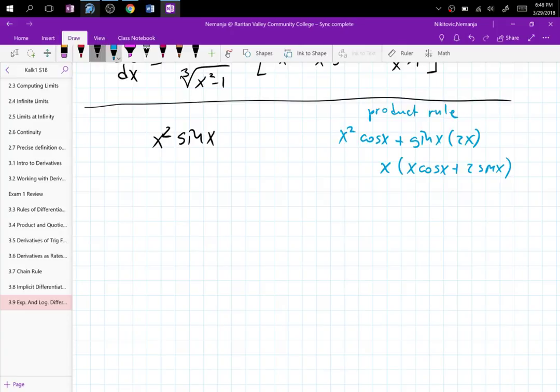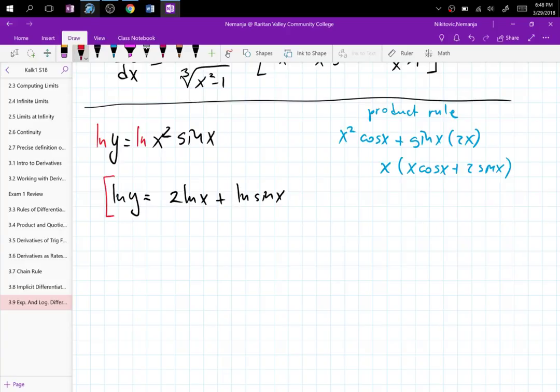But again, we can set this equal to y, and then we can ln both sides, and then we expand into ln y is equal to 2 ln x plus ln sine x. That's it. And now you hit this with the derivative. Now again, if you learn the pattern, you wouldn't be writing anything. You would just write the answer right away and be done.